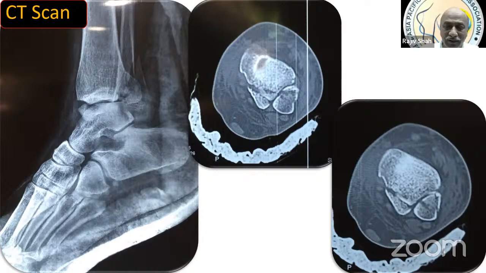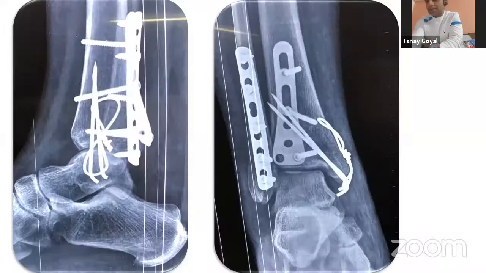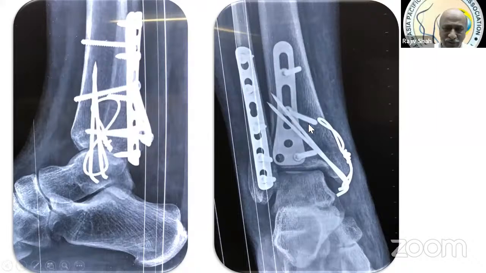But for the fibula, you would use a posterior plate. Yes, sir. Okay, so this is how it was done. So the medial malleolus was fixed like this. Any comments on this, or is it okay?